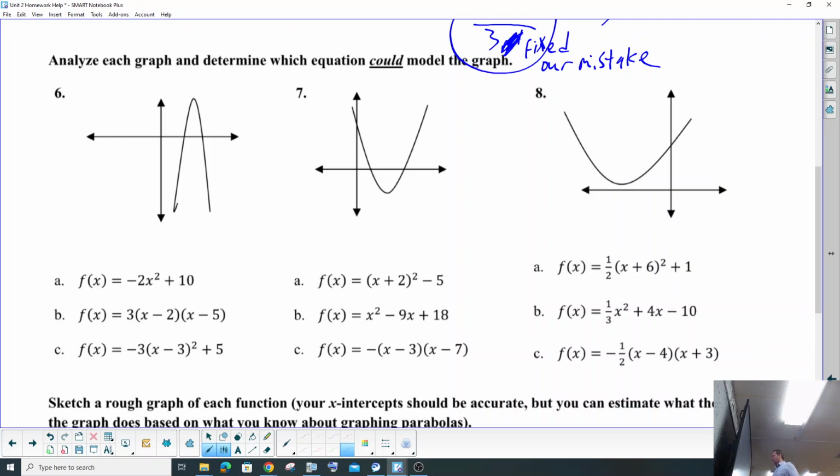Right? So for this first one, the vertex is going to be opposite what you think, remember? So it's actually left 2, down 5. So that's going to be a negative 2, 5. Do we have a negative 2, 5 here? 1, 2, 3, 4, 5.